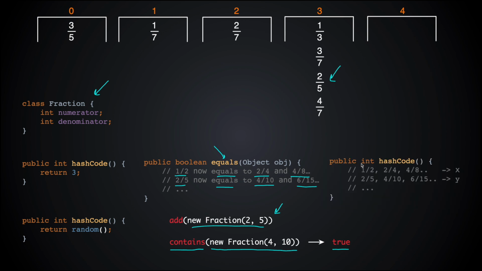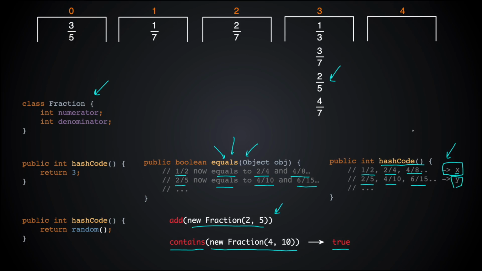And the answer here is that we also need to override the function hashcode and override it in the manner that the elements that are equal by our function equals should always return the same hashcode. So in this example, the fractions 1 divided by 2, 2 divided by 4, and 4 divided by 8 are equal, so they have to return the same hashcode, for example the number x. And the different equal fractions, like 2/5, 4/10, and 6/15, should always return the same hashcode number y.